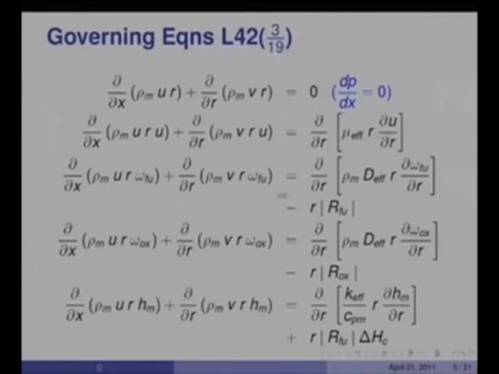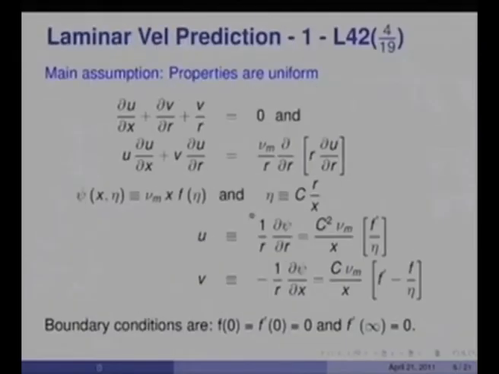This is the equation for the fuel, this is the equation for the oxidant, and this is the equation for the energy or the enthalpy H_m, and I put the source term as R times R_FU multiplied by the heat of combustion. H_m would now simply represent the sensible enthalpy, H_m equal to C_pm times (T minus T_ref). So, these are the equations to be solved for this problem.